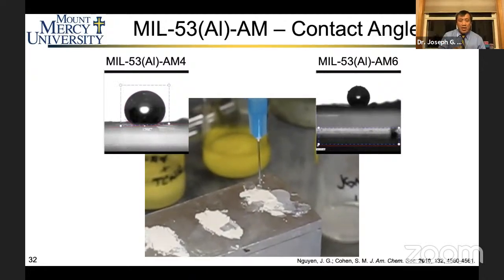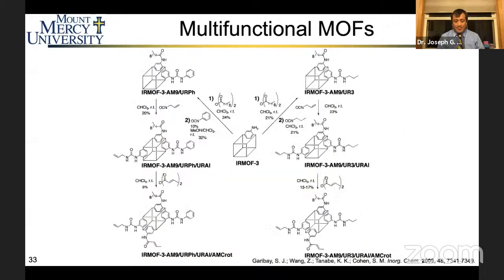These images right here that I offer you are just a couple of sample recordings from when we were taking the measurement. Sometimes the computer couldn't even read how far away it was. That's how hydrophobic it was.